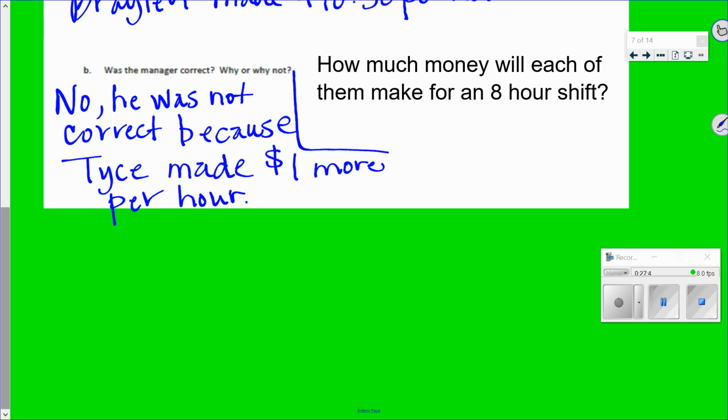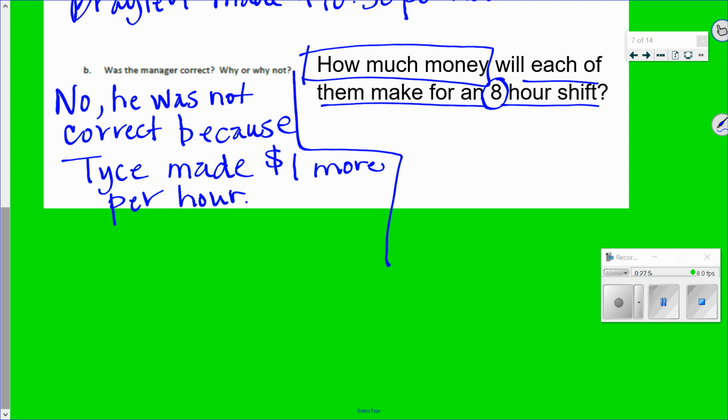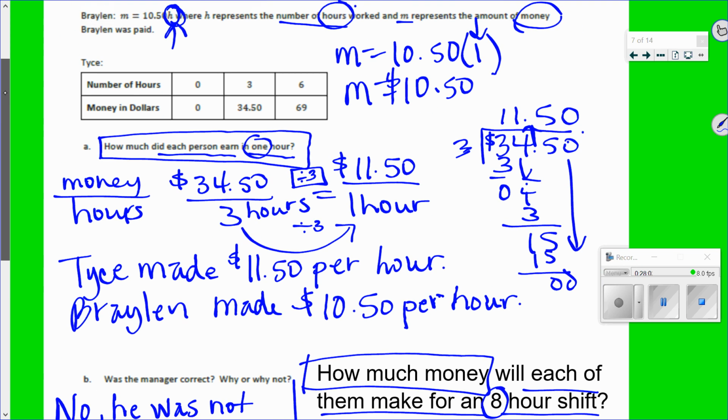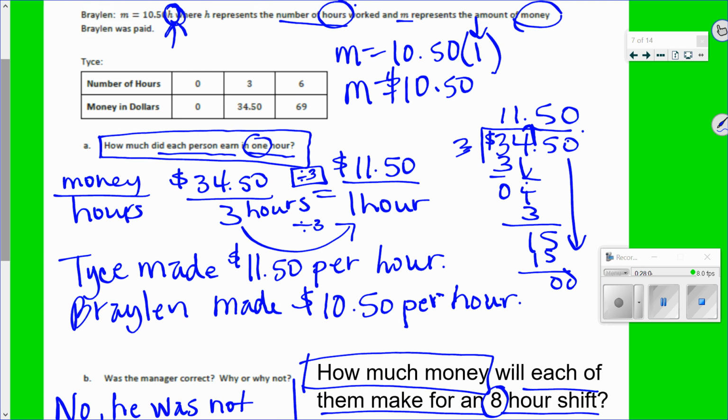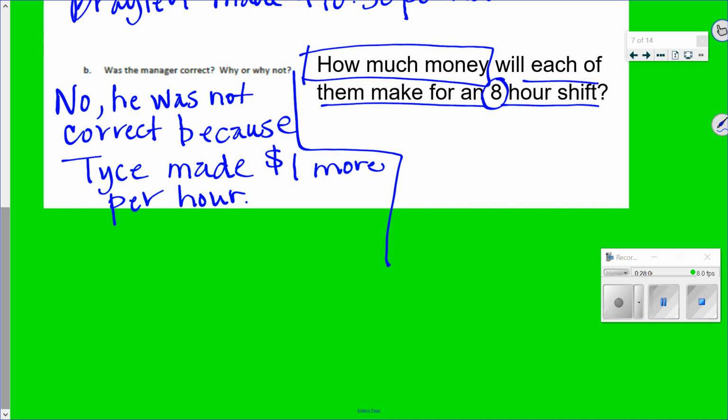All right, let's look at this next question. How much money, here's my question, will each of them make for an 8-hour shift? For an 8-hour shift. Okay, that's okay. Let's just figure it out. Let's go back to the equation. M equals 10.50H. That's Braylon's.